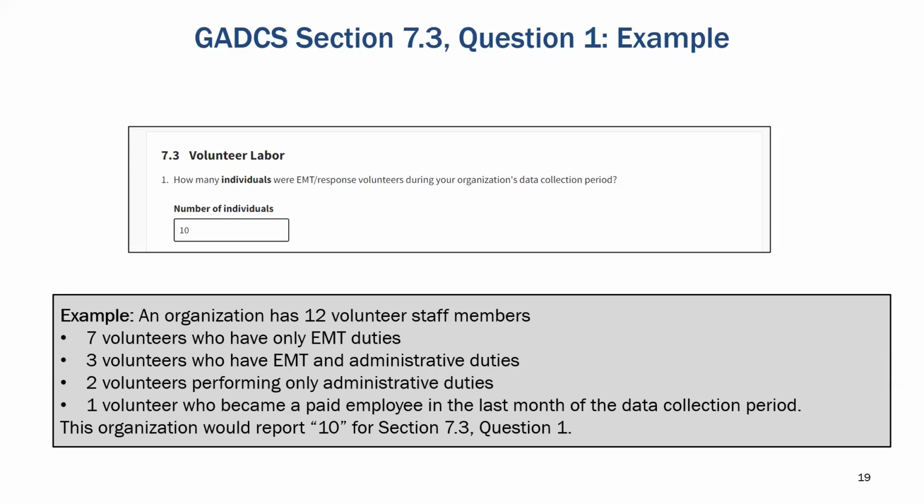They also have 1 volunteer EMT response staff who became a paid employee in the last month of the data collection period. So they don't count as volunteer for the purposes of reporting to GADCS. This organization would answer 10 for the number of EMT response volunteers because they have a total of 10, 7 plus 3, volunteers who performed any EMT duties.